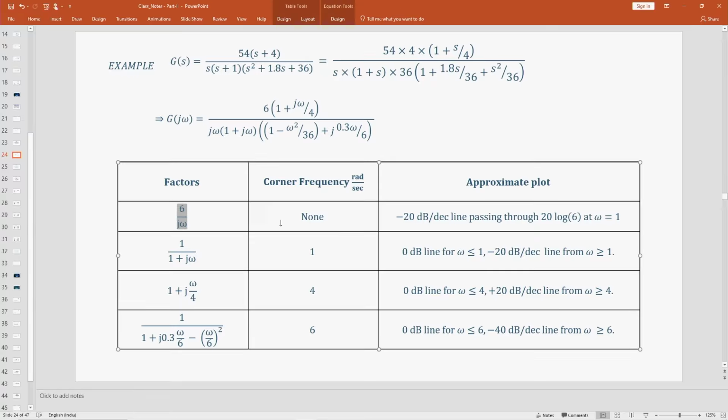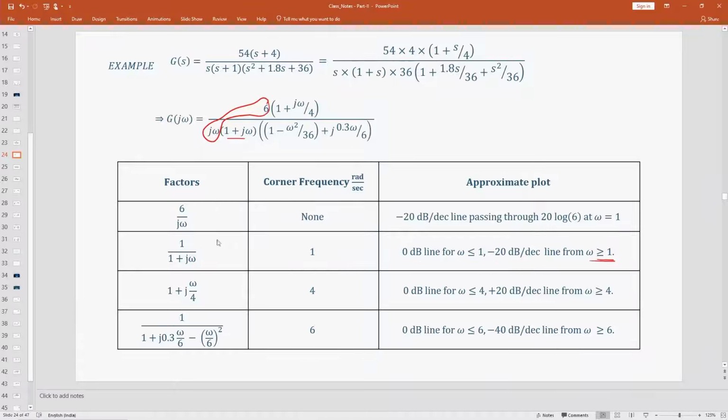Now, here are the other factors. This was the first factor that we have already talked about. These are the other 3 factors, so let us look at them. This part we have already discussed. Now, we have 1 by 1 plus j omega. In this case, because this is omega by 1, the corner frequency is 1. Therefore, for omega less than 1 radian per second we will have a 0 dB line, and for omega greater than or equal to 1, we will have a minus 20 dB per decade line.